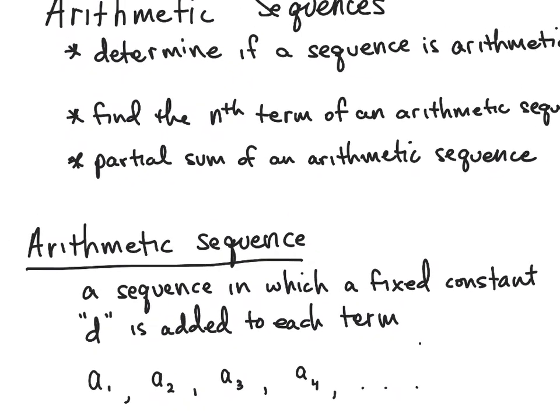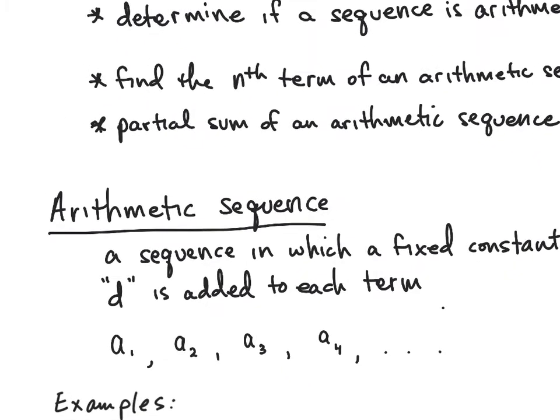So an arithmetic sequence is a sequence in which a fixed constant d is added to each term. So we're essentially just adding the same number over and over and over again. We actually saw some of those in lesson 8.1, just didn't specify them as arithmetic at the time, just a sequence. So now we're going to pay particular attention to these sequences where we're adding the same number every time.